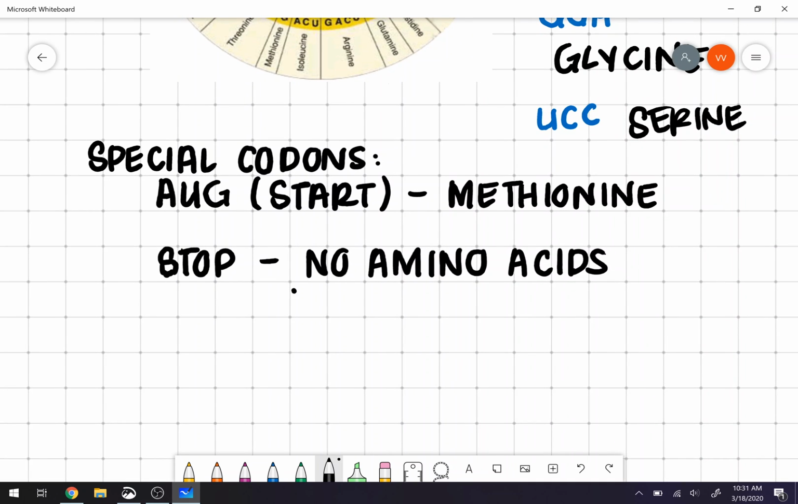Now, I'm always going to provide you with the amino acid chart whenever we take a quiz or a test. If I expect you to translate the codons, I will always provide for you an amino acid chart, because again, you're not expected to memorize that stuff.